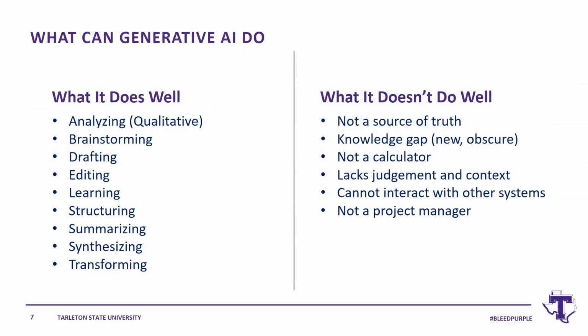Generative AI excels at analyzing qualitative content, brainstorming, drafting, editing, learning, structuring, summarizing, synthesizing, and transforming information. However, it's not a reliable source of truth, may have knowledge gaps, is not a calculator, and lacks judgment and real-world context. It cannot interact with other systems or manage projects. It's well suited for knowledge work, but always treat its output as a starting point, not a final answer.